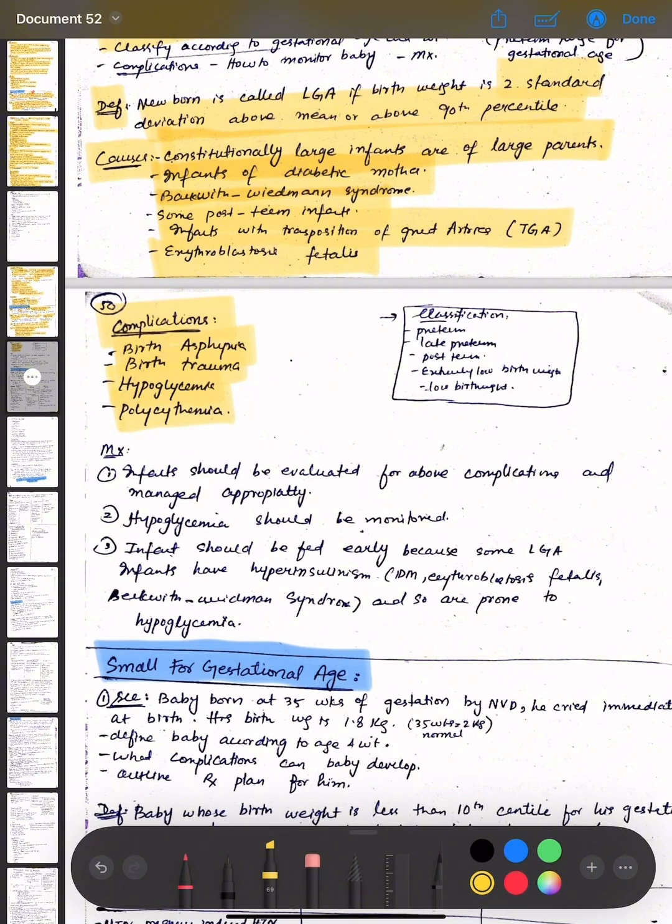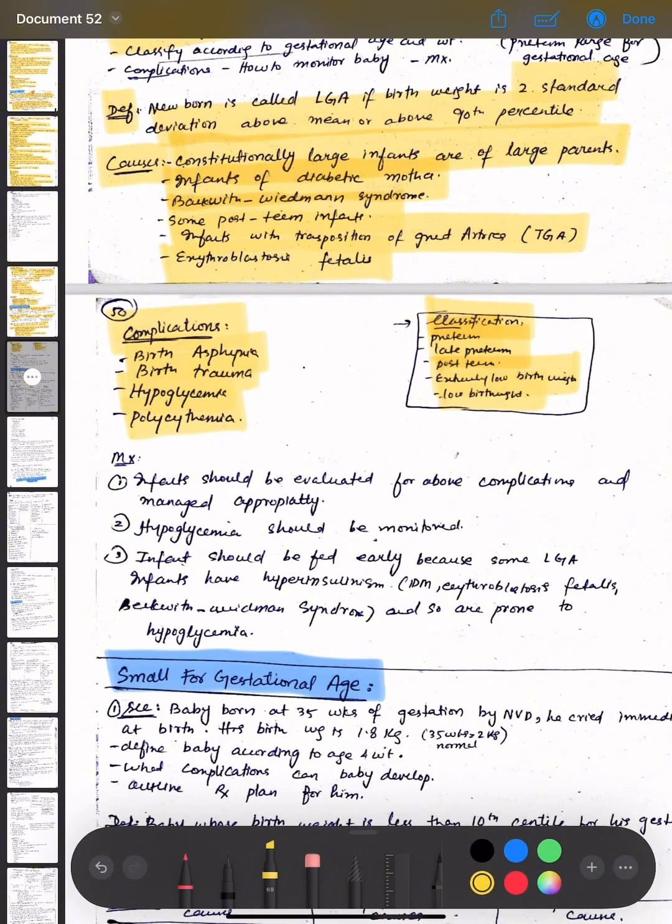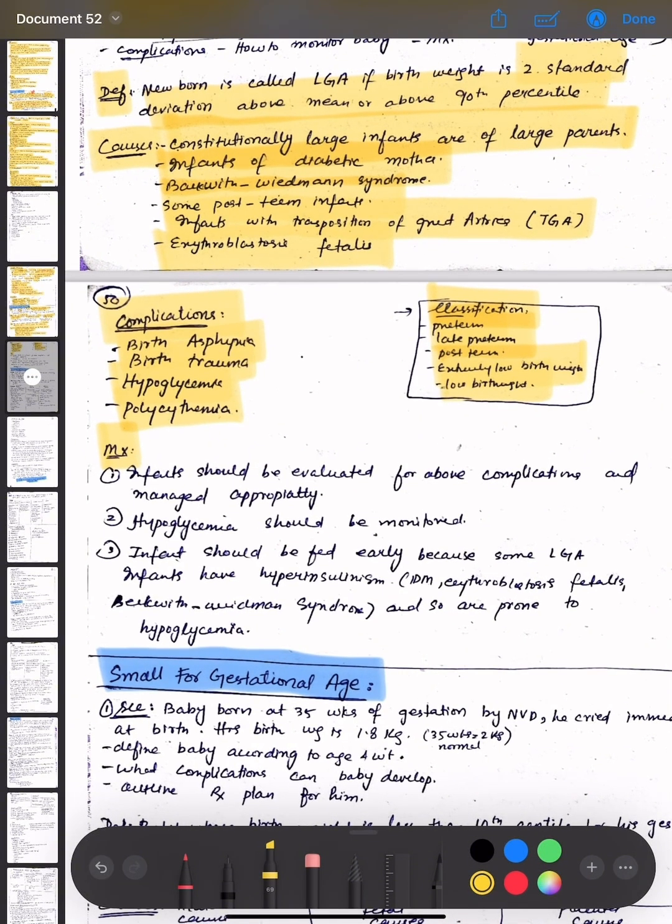The classification of large for gestational age is preterm large for gestational age, late preterm large for gestational age, post-term large for gestational age, extremely low birth weight, and low birth weight for gestational age. The management option for large for gestational age is that infants should be evaluated for the above complications and managed appropriately. That is the birth asphyxia, birth trauma, hypoglycemia, and polycythemia.